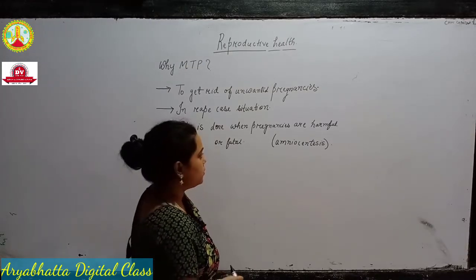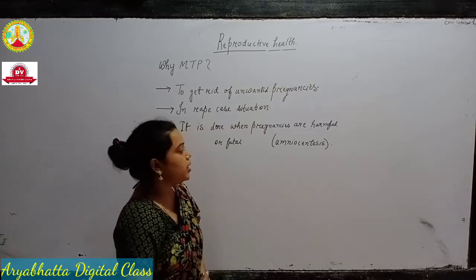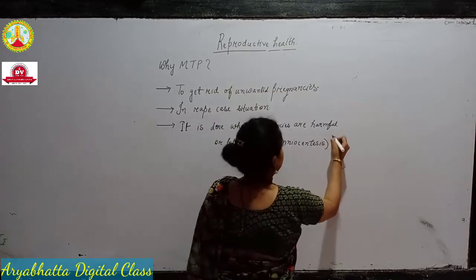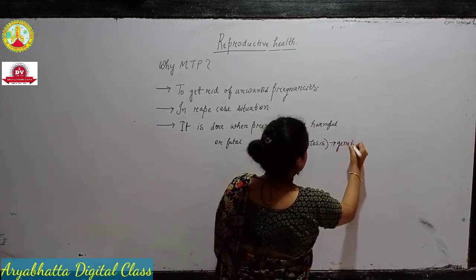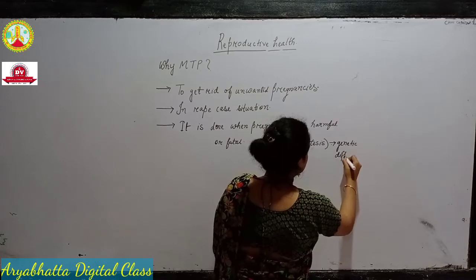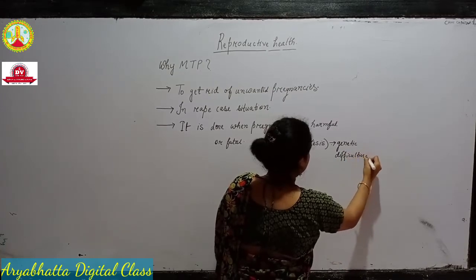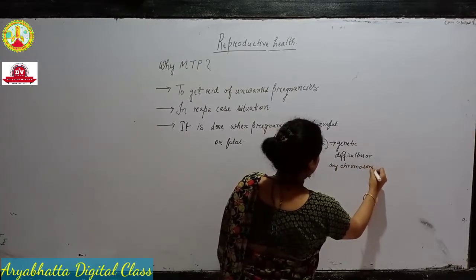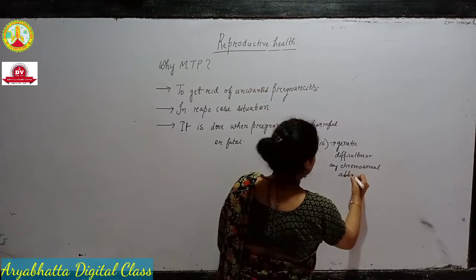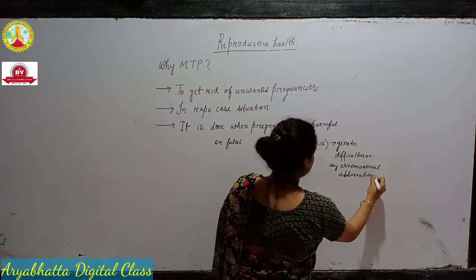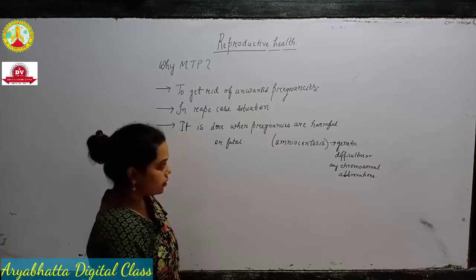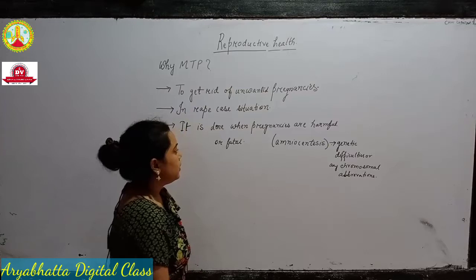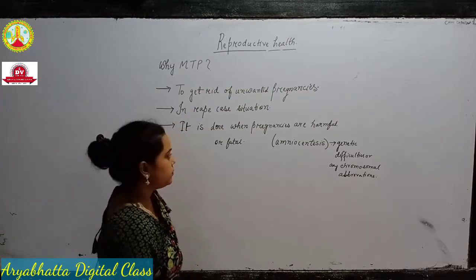and test it. If they find some genetic difficulties or any chromosomal aberrations, so in that case, if the child is detected with these types of problems, MTP is done.